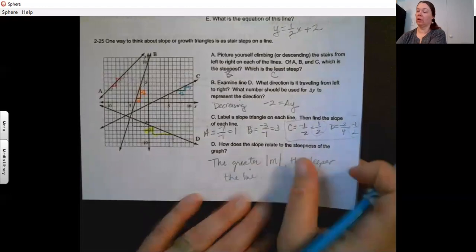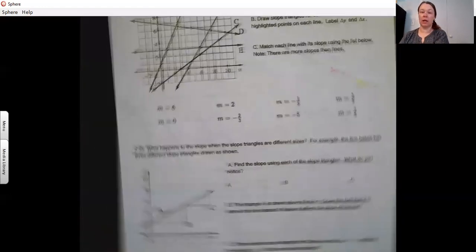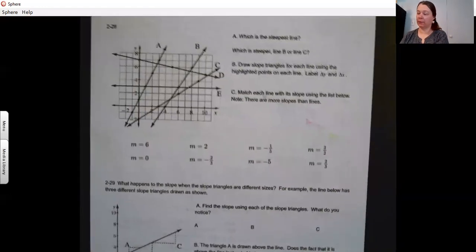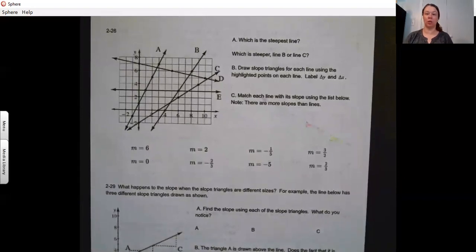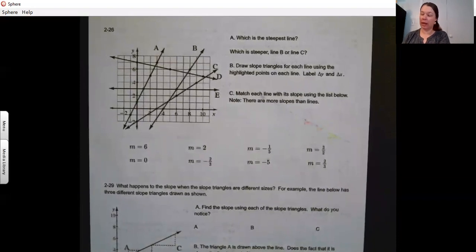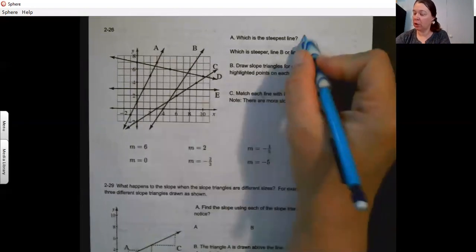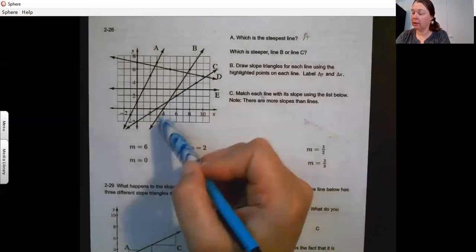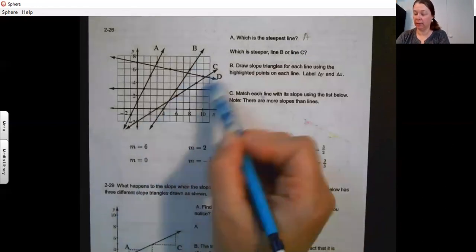Okay. All right. So now take a look at number 26. Again, a lot of similar questions. Which is steeper, B or C? Draw slope triangles for each and then calculate your slopes. Looking at these, I would say the steepest line seems to be A. Now which is steeper, B or C?